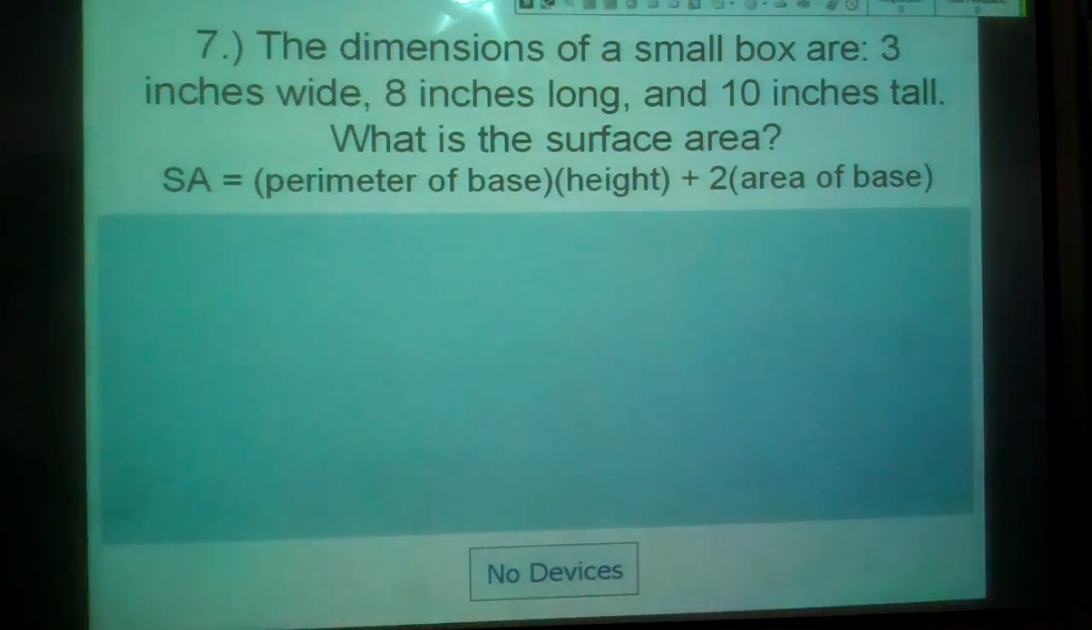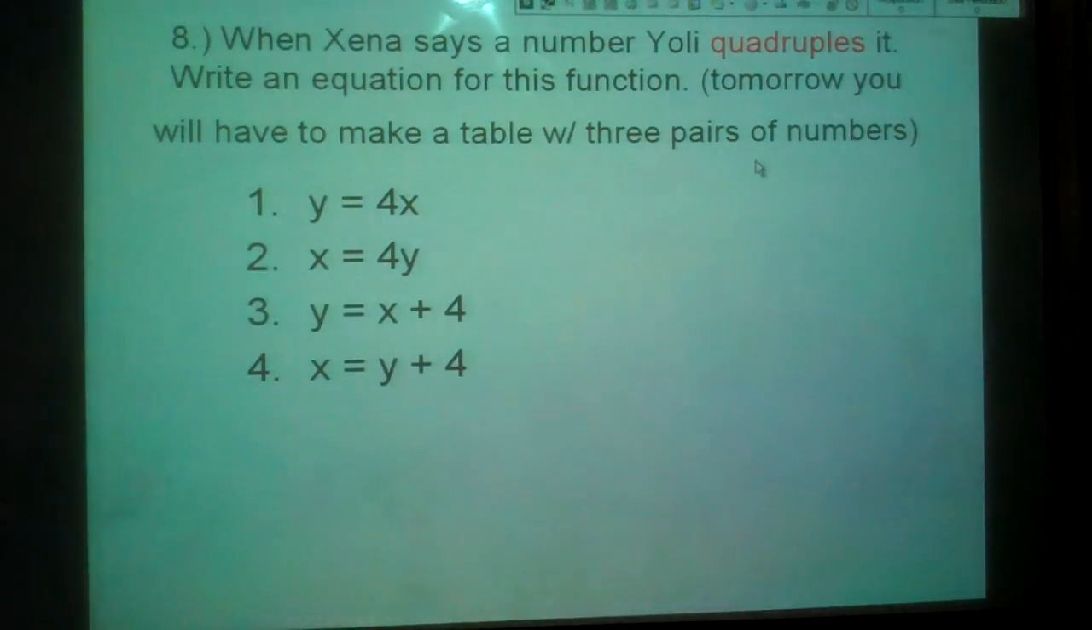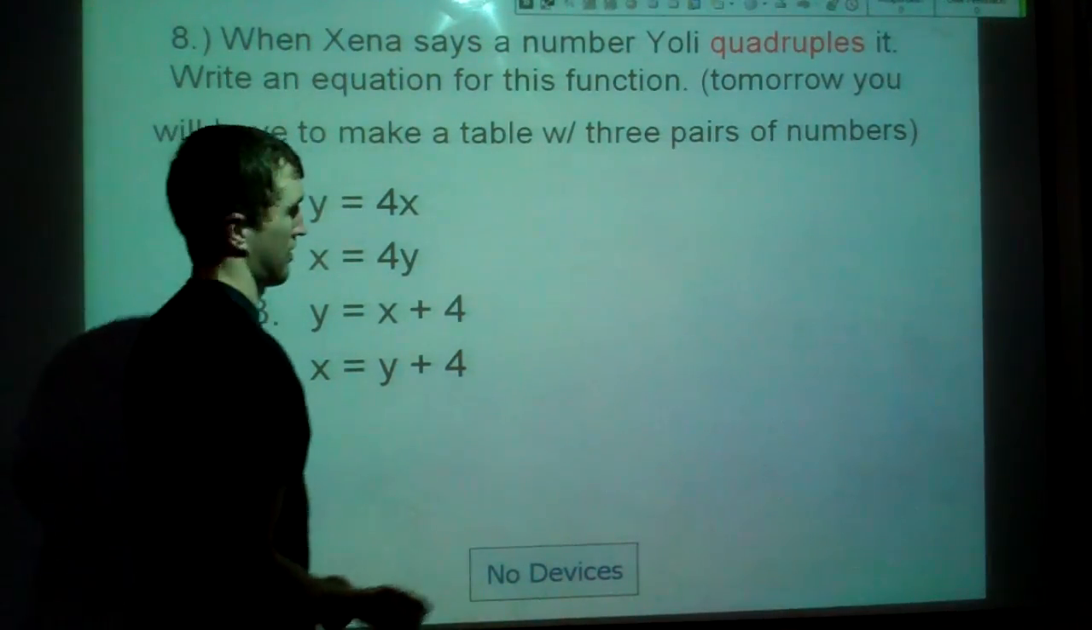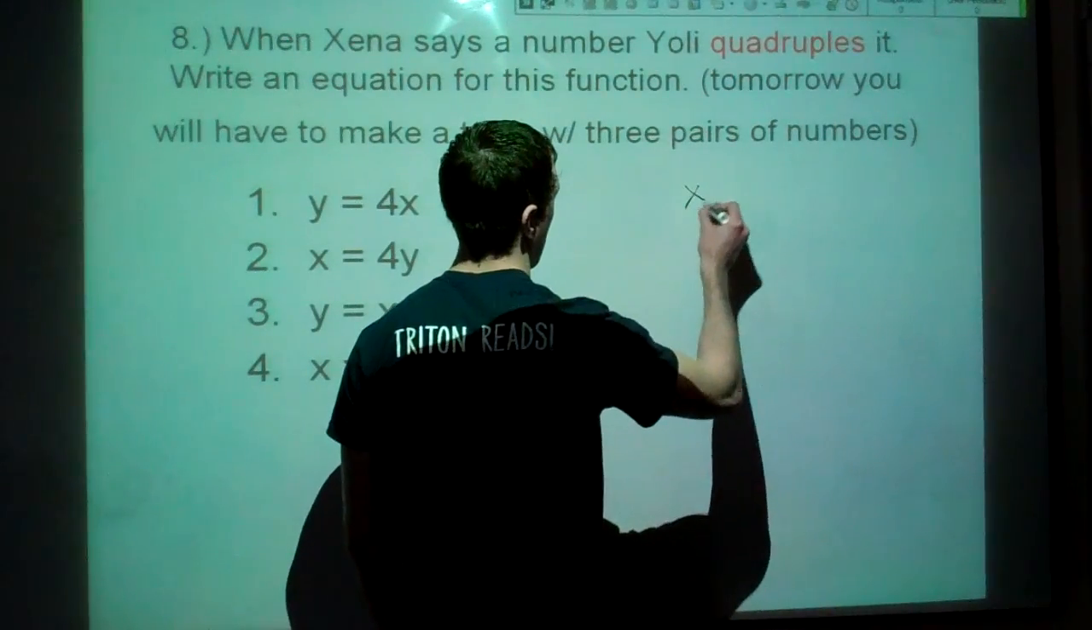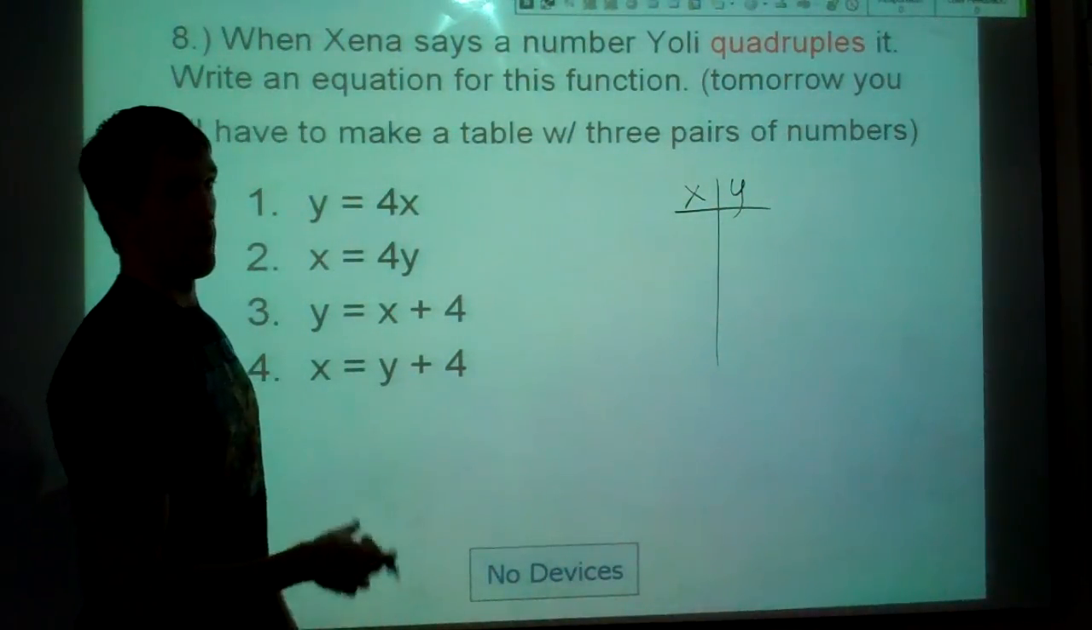Alright, take a look at the next one, check my time. Good chance we'll turn this into 2 parts, probably. Alright, this one. When Zena says a number, Yoli quadruples it. That means we're going to multiply it by 4. Write an equation for this. And tomorrow, you'll have to write a table with 3 pairs of numbers that'll look like this. XY chart. Okay. It'll be different numbers too.